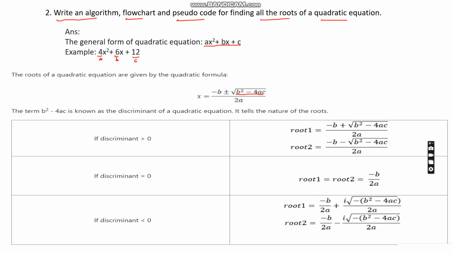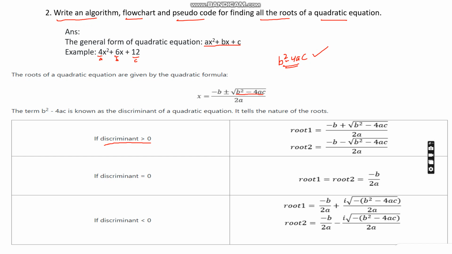While calculating the roots, first of all we have to calculate the b square minus 4ac value. Based upon this value only, we can say whether the roots are real, imaginary or equal. Here I give the conditions like this. If the discriminant value is greater than 0, discriminant stands for the b square minus 4ac value.